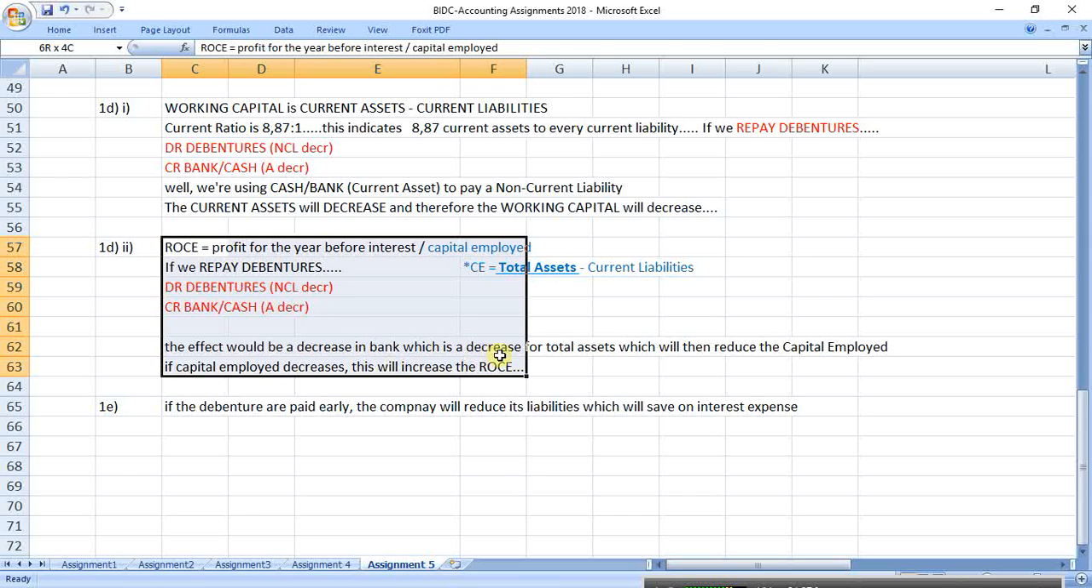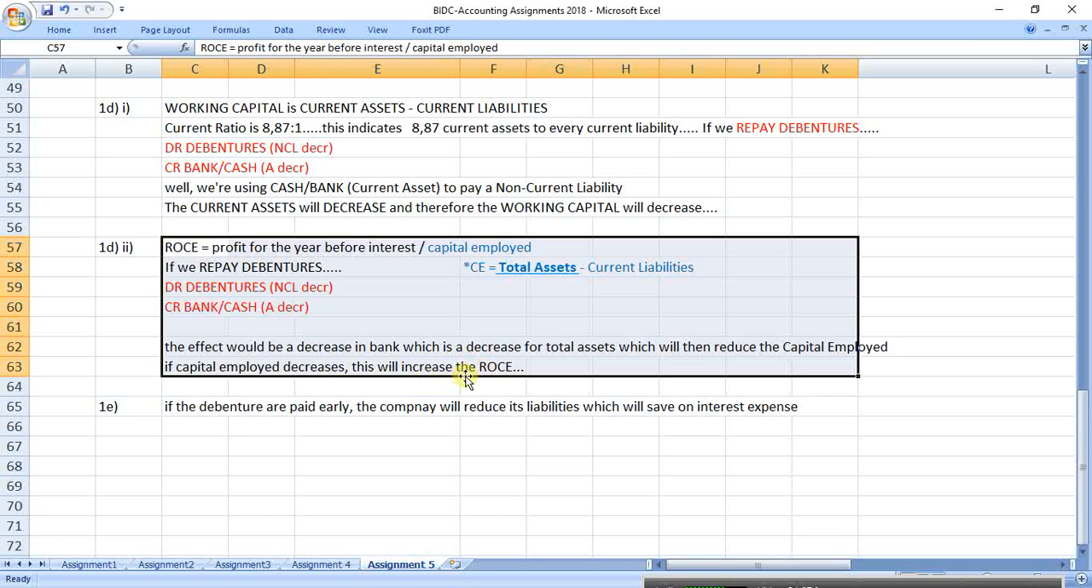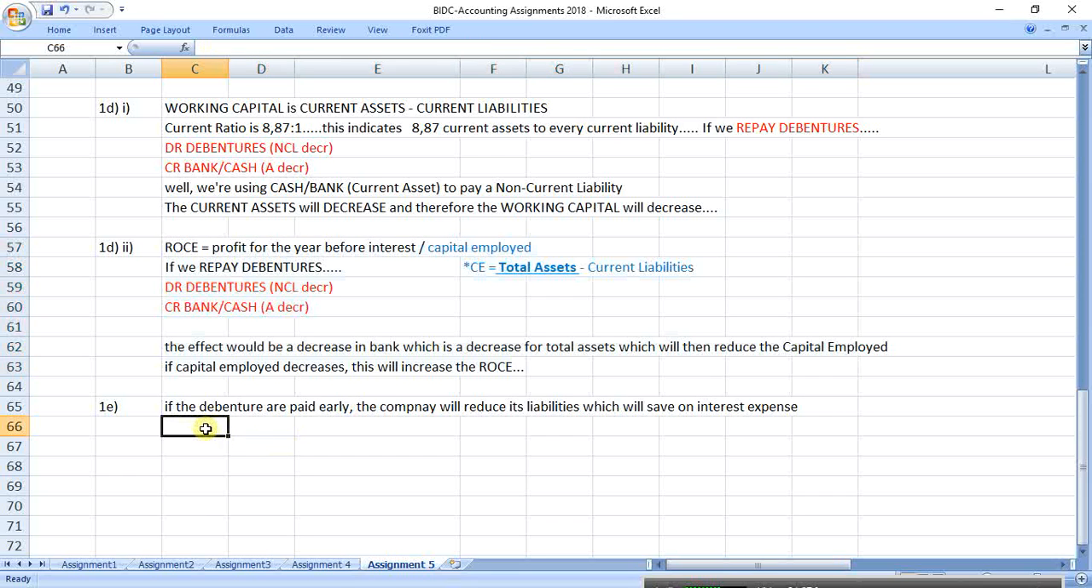It does increase the ROCE, return on capital employed. So that could be a reason why we would repay. If we pay early, we will increase the ROCE, (c) details above.